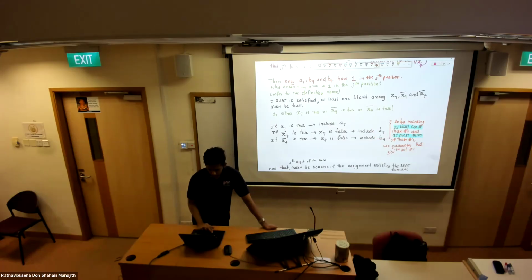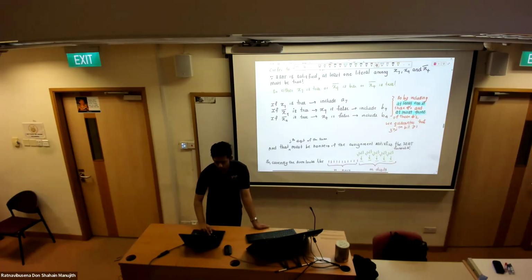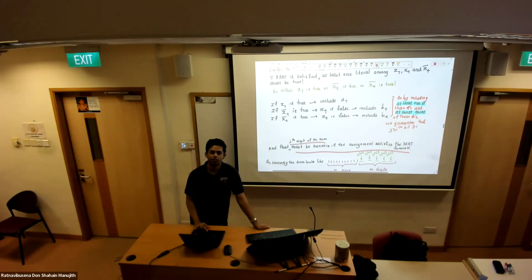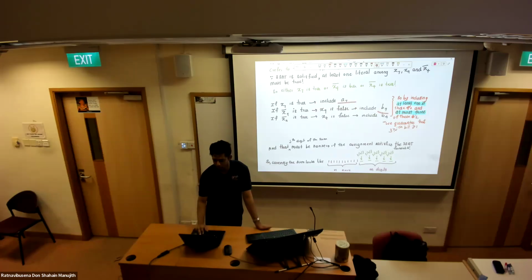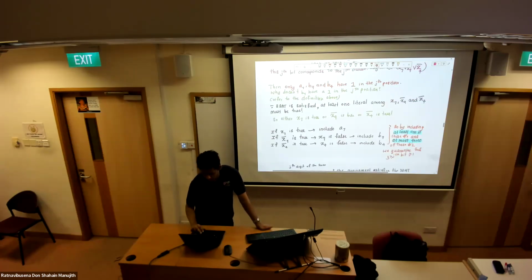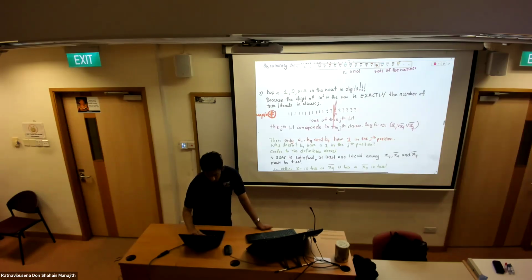Yeah. So that jth digit of the sum must be non-zero if the assignment satisfies the 3-SAT formula, because at least one of these numbers must be included, and at most 3 of these numbers can be included, since only these 3 numbers have 1 in that position. So even if you include all 3, the digit of the jth position will be at most 3, but will be at least 1.